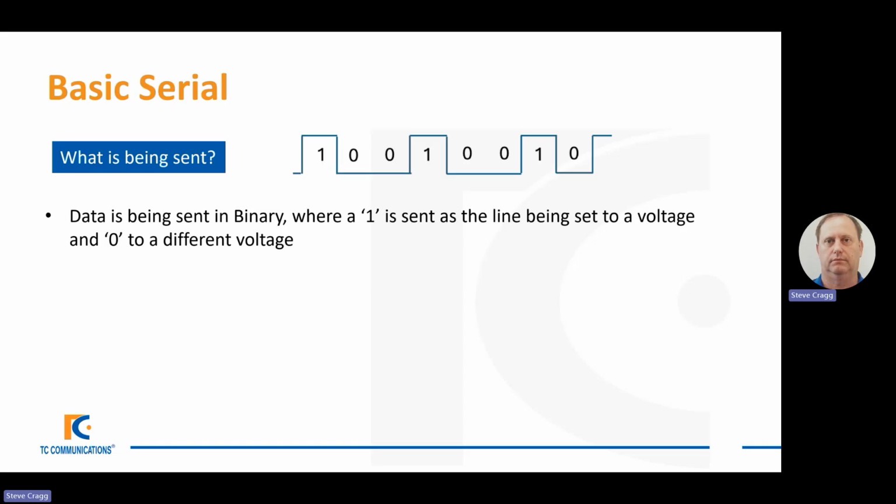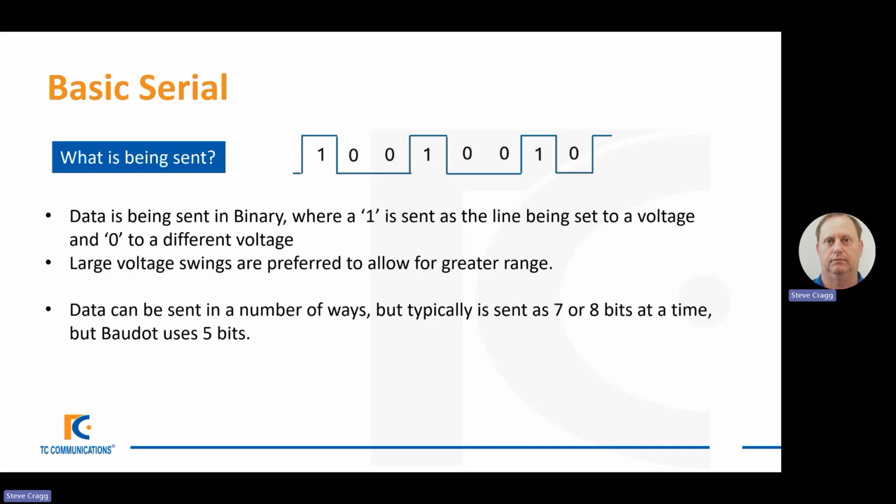Typically the data is being sent in binary. That's what we're going to consider today, where a 1 is sent simply by setting the line to a particular voltage or a voltage range, and a 0 is set to a different voltage range. With those, larger voltage swings are preferred. That typically gives you a greater protection against noise. It also gives you greater range.